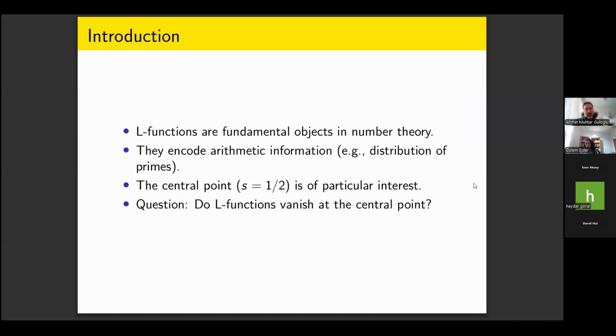Okay, here's the summary of what we're going to talk about. L functions are important, it says, as you can see, and the central point will be our main interest in this talk. And the main question will be, do these functions vanish at the central point s equals 1/2? And the quick answer to this question is yes, they do. But the main expectation is that most of them don't vanish. And that was the question that I asked Gemini, and he came up with a couple of pages for me.